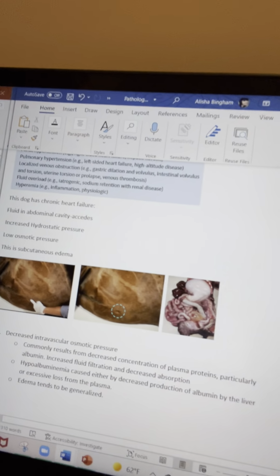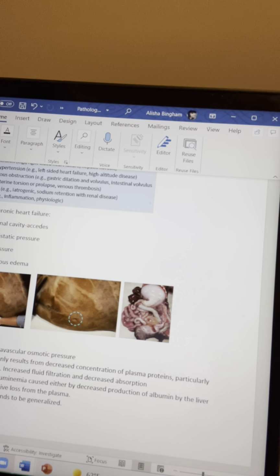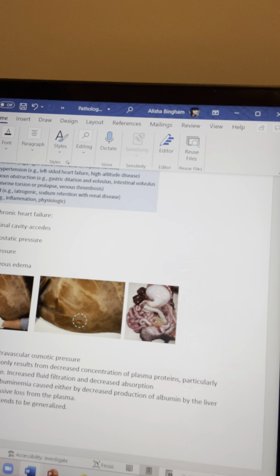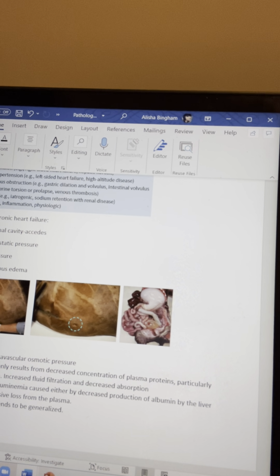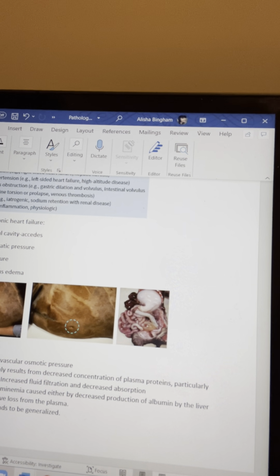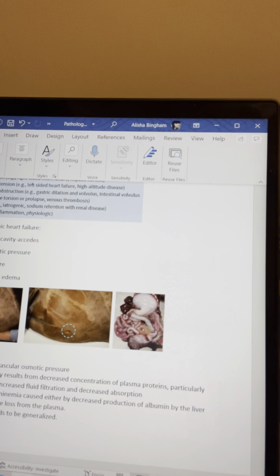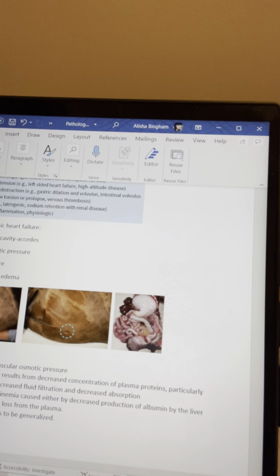So here we have a few pictures. This dog has chronic heart failure, so the fluid in the abdominal cavity is known as ascites, and then we have increased hydrostatic pressure here, low osmotic pressure, and this is known as subcutaneous edema here in this horse.